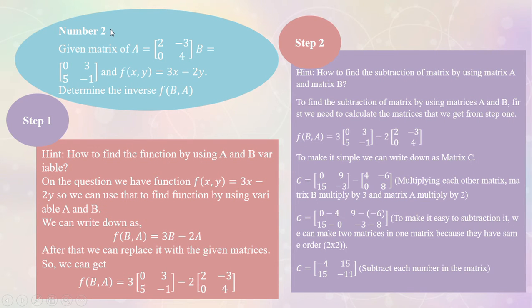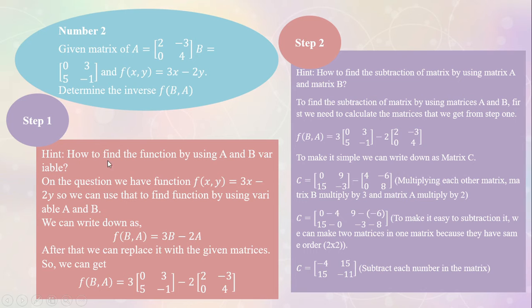Next, number 2. Given matrix A is equal to 2, minus 3, 0, and 4, matrix B is equal to 0, 3, 5, and minus 1, and F of (x, y) is equal to 3 times x subtracted by 2 times y. Determine the value of F of (B, A).